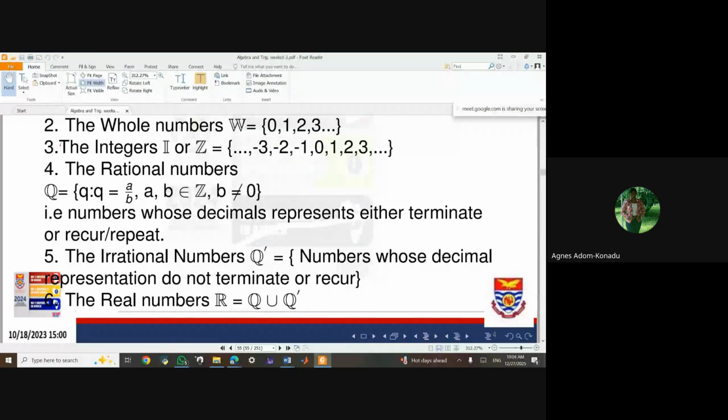Please, is it Q prime being the irrational? Because you said I for irrational. Yeah, sorry, Q prime being irrational.